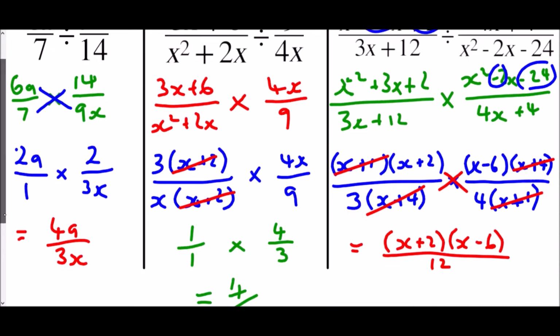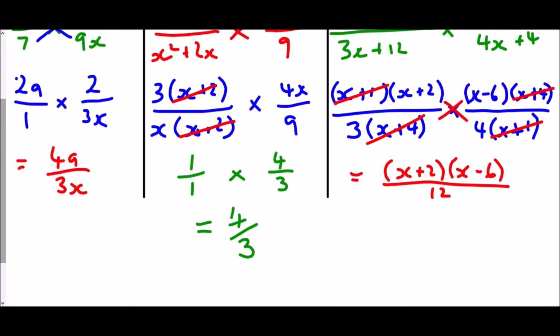And again, that there is a perfectly acceptable answer, but we might just need to expand out the top. So let's call that x squared take away 4x take away 12 all over 12.